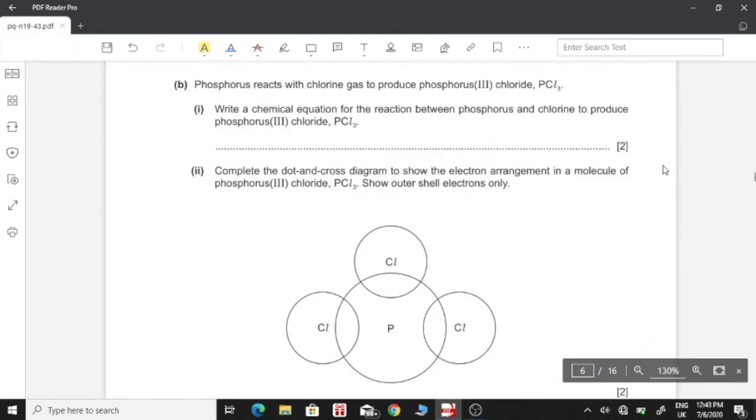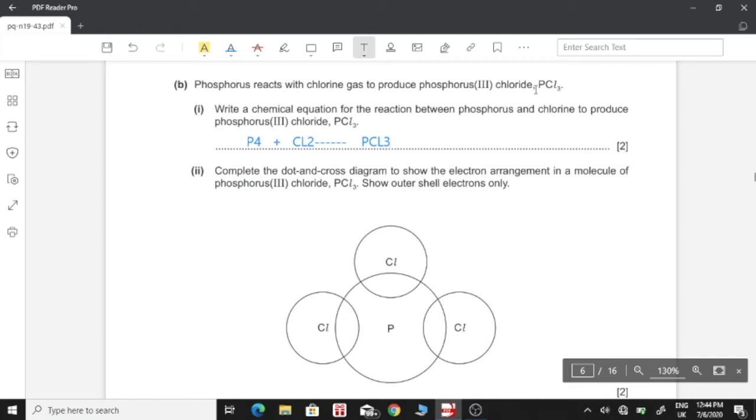B, part 1. The phosphorus reacts with chlorine gas to produce phosphorus 3 chloride. Write a chemical equation for the reaction between phosphorus and chlorine to produce phosphorus chloride. Alright, so we'll be having phosphorus, very small 4 at the bottom, with chlorine, which is a diatomic molecule, and this is going to be forming phosphorus chloride, right? PCl3, like the formula in the question.